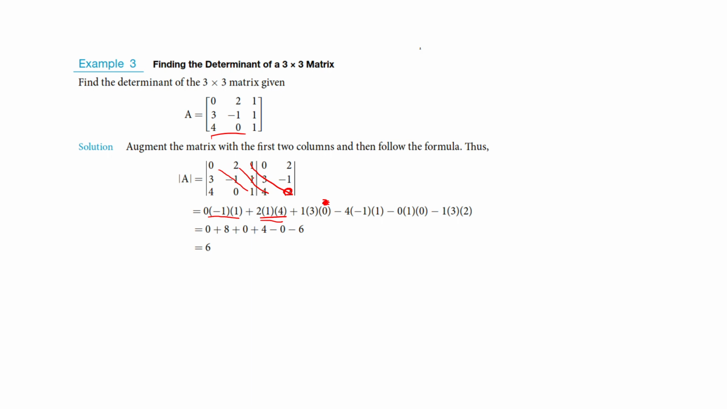Okay, so we're going to do all those diagonals, and now we're going to subtract all of these diagonals multiplied together. So we have some more work to do, but that's the same idea. We're just going to augment it with the first 2 columns repeated, multiply all the downward diagonals, subtract away the product of all of the upward diagonals. Put that together, and there's our value of a determinant for a 3 by 3.